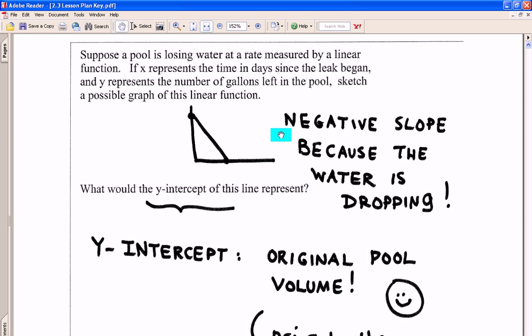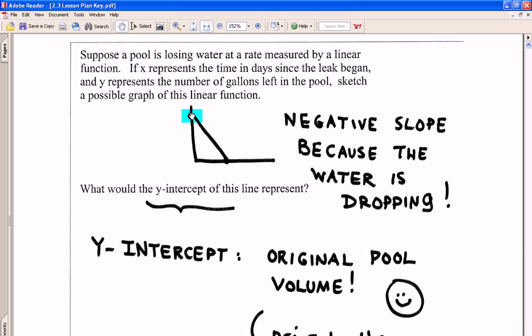Hopefully you understand why the slope of this leak is being measured by a negatively sloped line, and that's because you're losing water. So it's a negative slope because the water level is dropping. What would the y-intercept represent? Let me put my cursor on it. The y-intercept represents how much water you had in the pool to start with. That would have been the full pool with no leaks.